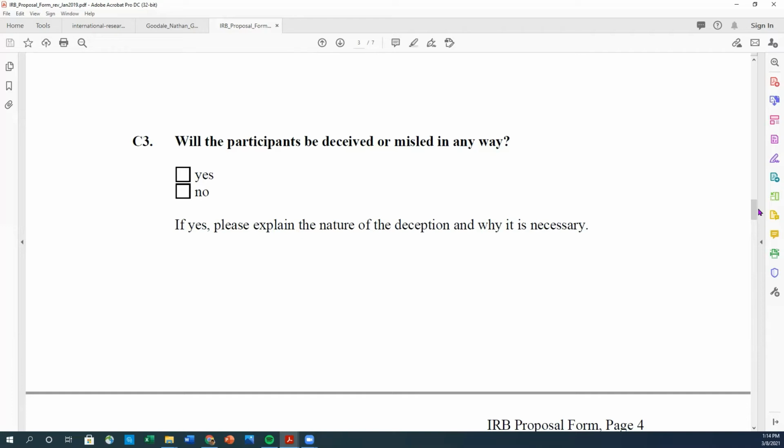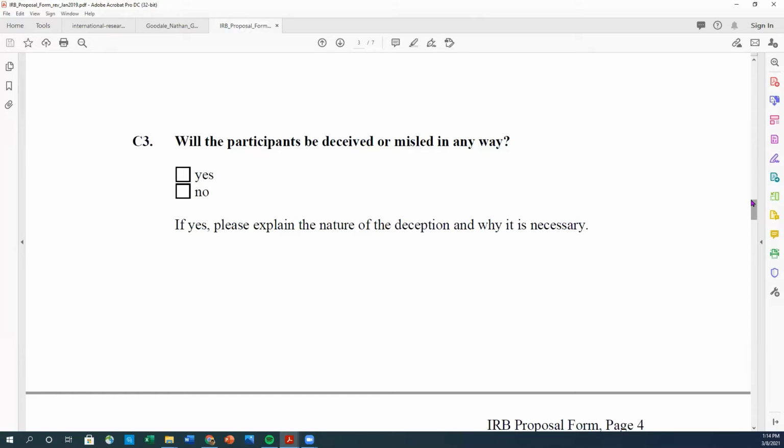Active deception, where you're going to say yes here, is when you lie to your participants. You tell them, I'm doing this, when in fact you're not doing this at all. Or you provide them with false information and maybe study their reaction. Obviously, you have to deceive them, because if they knew the information was false, then you wouldn't get the reaction.